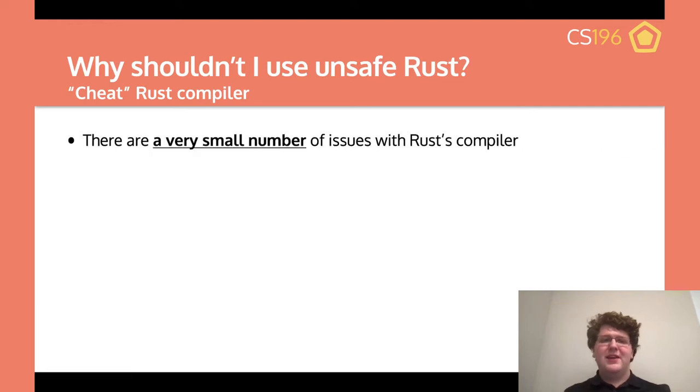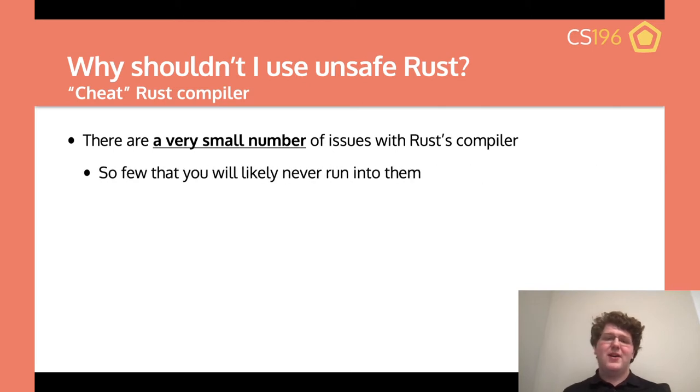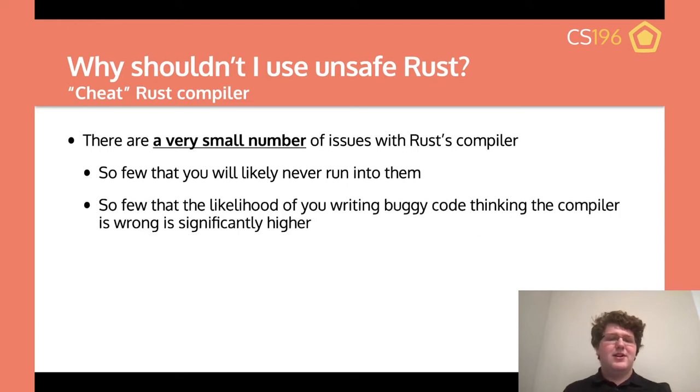Well, it's simple. There are a very small number of issues with the Rust compiler, right? And the Rust compiler is almost perfect, to the point where if you're running into these issues, I would be very surprised, right? It's so few and they're being fixed so quickly compared to many other languages that you likely will never see them. And even if you do, the likelihood of you actually seeing one of these issues is smaller than the likelihood of you thinking the compiler is doing something wrong when in fact the compiler is right. And so this is really, really important.